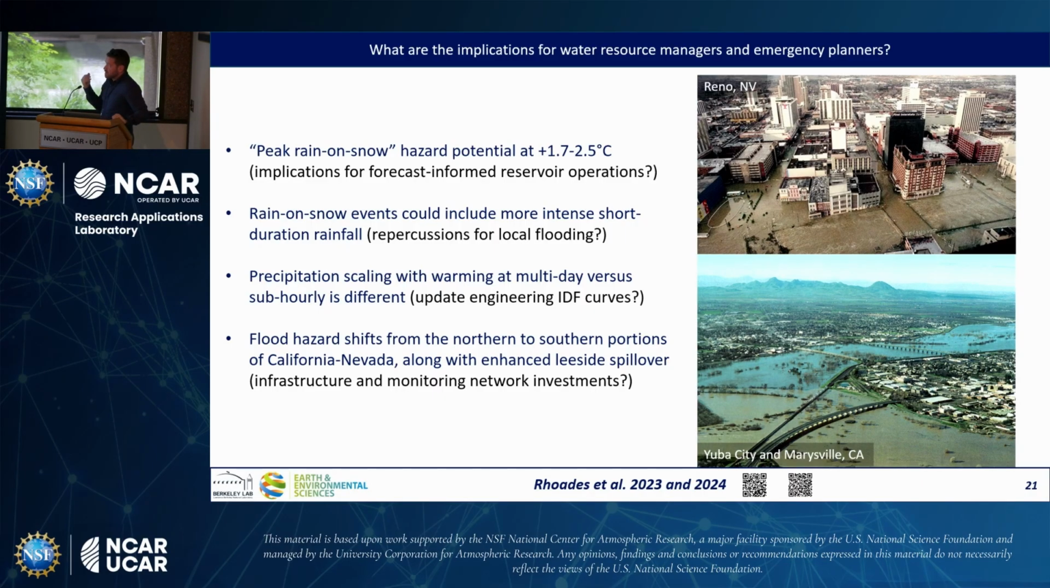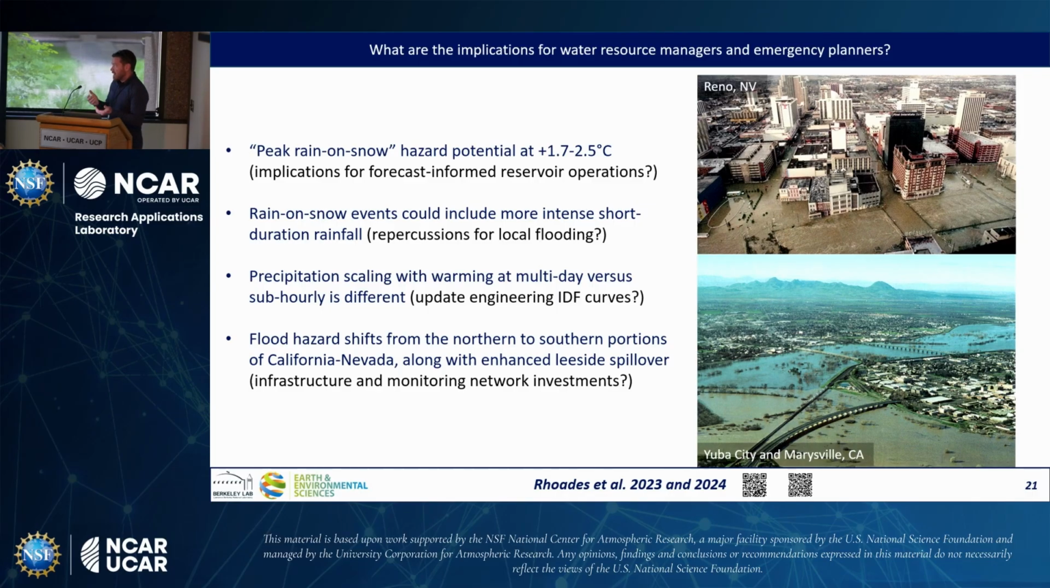Rain on snow events could also include more intense short duration rainfall, so that might have repercussions for local flooding, especially in places that have more impermeable surfaces. Again, precipitation scaling with warming at multi-day versus sub-hourly is different, so maybe that might have a change in how engineers think about IDF curves, which they use for building standards or creating stormwater management or something like that.